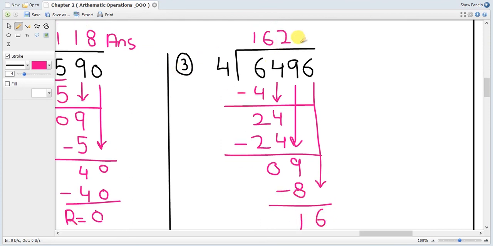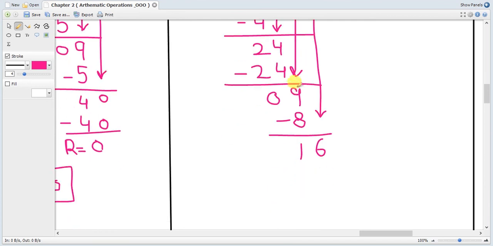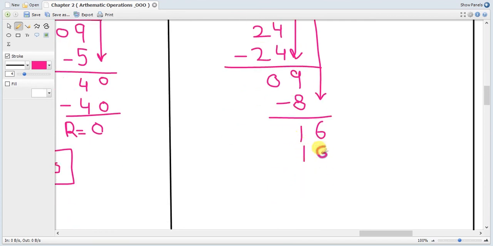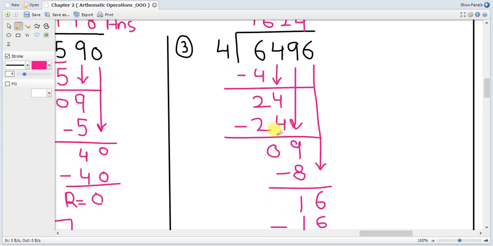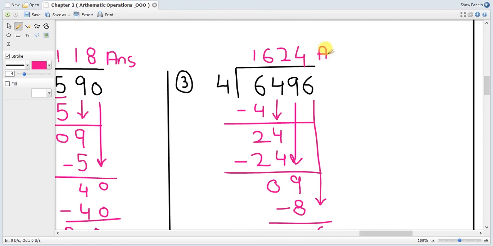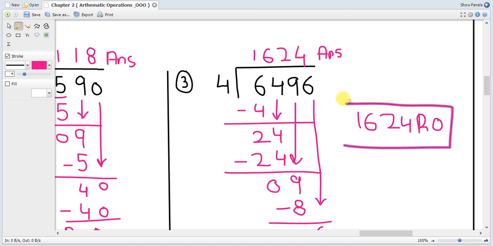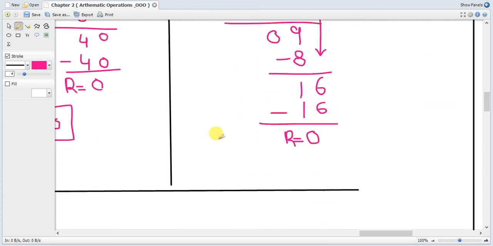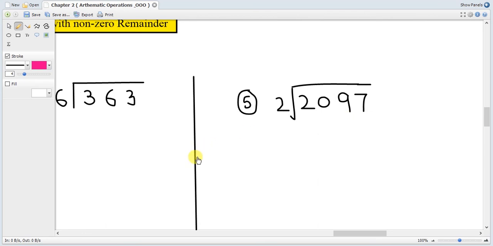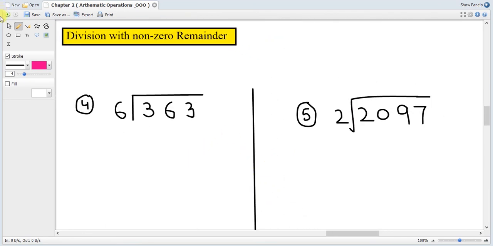Count the times table of 4 up till 16. So 4 times 4 is 16. Take away 16 minus 16 is 0. So this is our remainder and this is our answer. So our overall answer becomes 1624, remainder 0, right? I hope you have got the concept. Okay, let's move on to the next question.